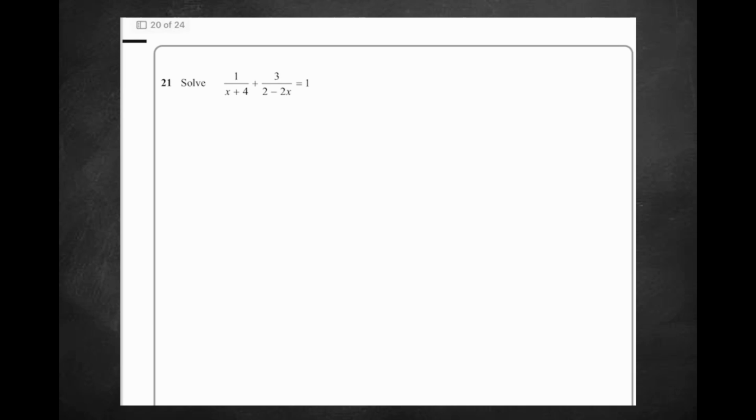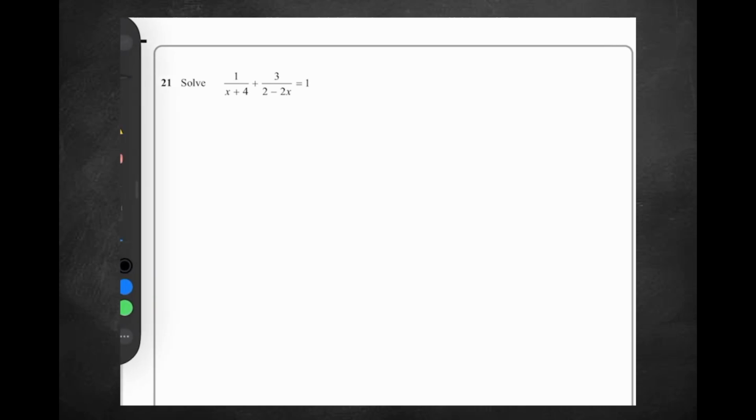Question 21. Solve 1 over x plus 4 plus 3 over 2 minus 2x equals 1. So what I'm going to do here is multiply both sides by x plus 4 lots of 2 minus 2x. So in order to do that, we're going to then have x plus 4 times 2 minus 2x multiplied by, I'm just going to say left-hand side for now, equals x plus 4 times 2 minus 2x.